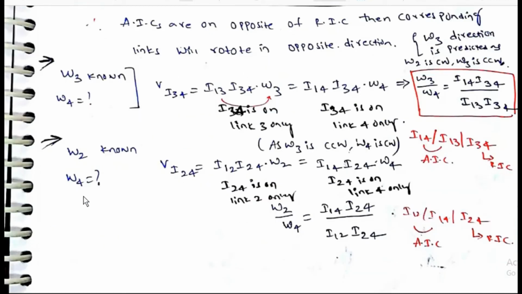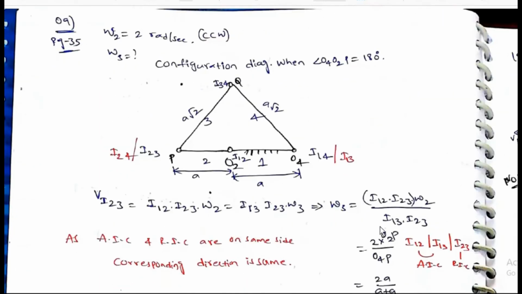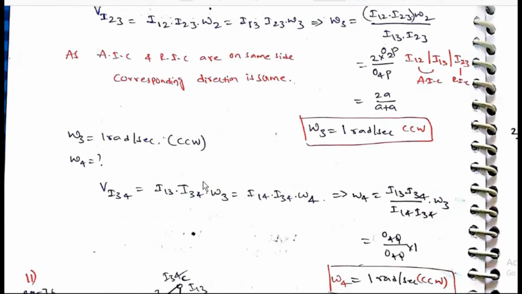Omega 2 is known, omega 4 is question mark. VI24 is equal to I12 I24 omega 2, equal to I14 I24 omega 4. I24 is on link 2 only and on link 4 only. Omega 2 by omega 4 is equal to I14 I24 by I12 I24. This is again a workbook question.